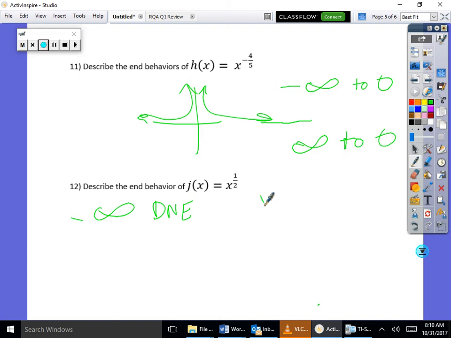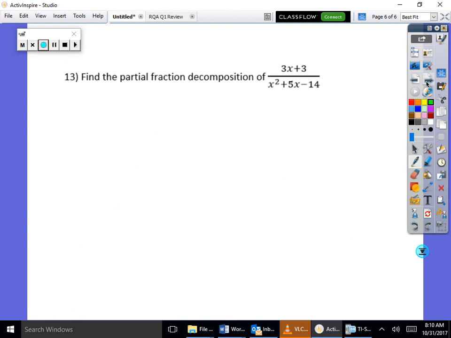Okay, remember x to the 1/2 is the same as the square root of x. You cannot take the square root of a negative number. Thank you. As I head towards infinity, what happens to my graph? It goes to infinity. Excellent job. Okay, last question, which I already went over, but I'm going to do again.